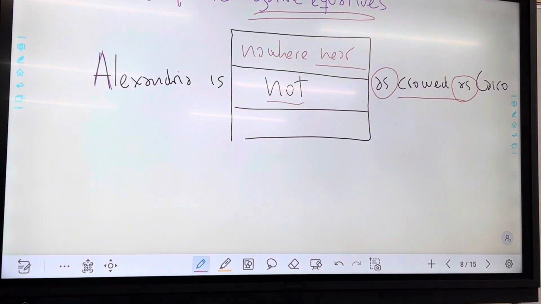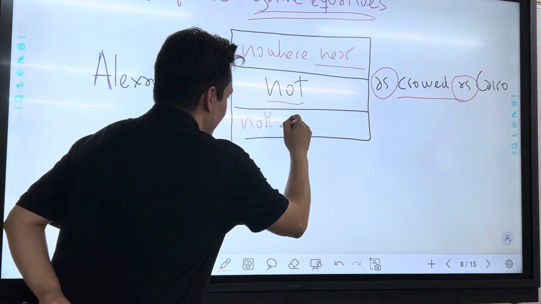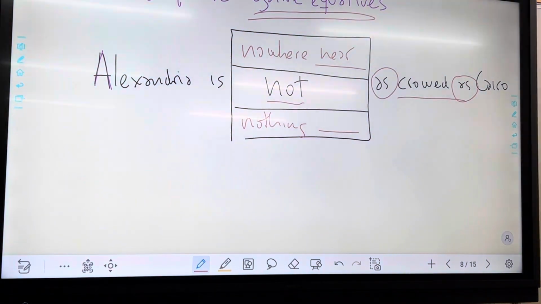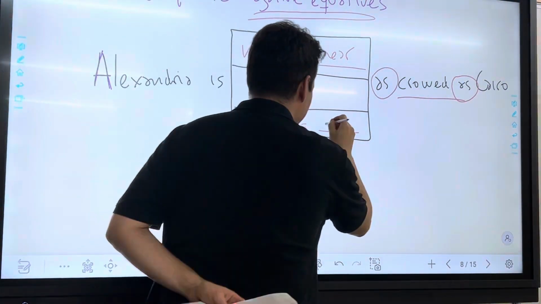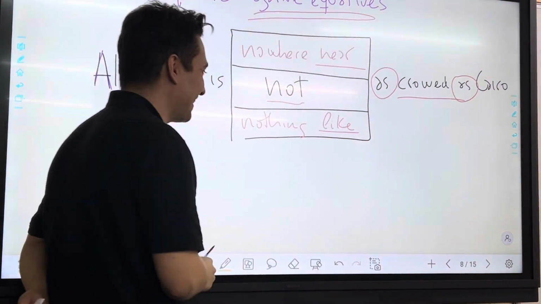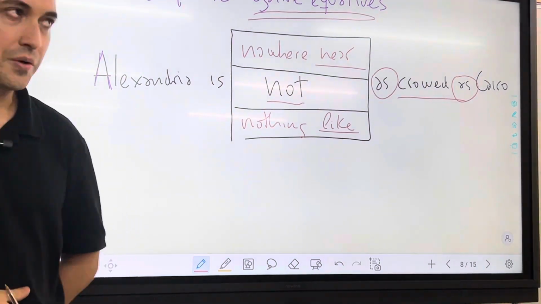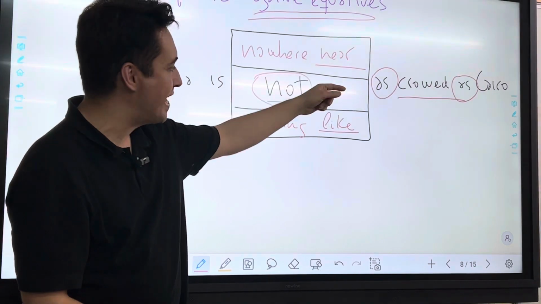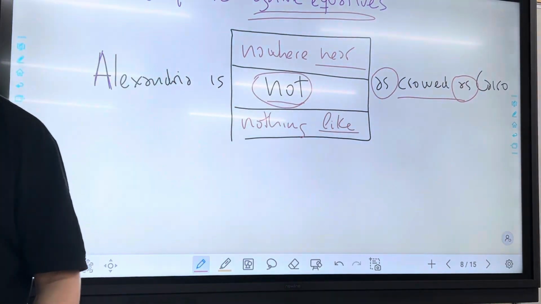The intermediate level. Another one that you can use to emphasize negative equative is: nothing as crowded as Cairo. What would you say? Nothing much? Nothing like. Danny, what did you have today? Alexandria is nothing like as crowded as Cairo. So remember, when you want to emphasize a negative equative: nowhere near, nothing like, as. Yeah?